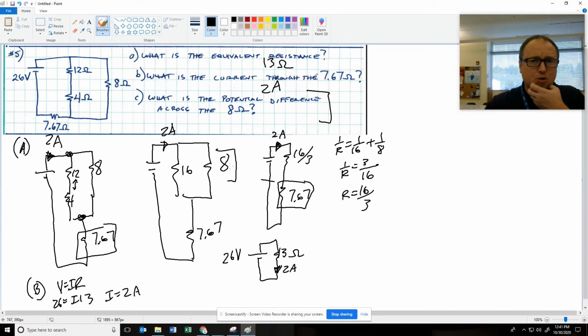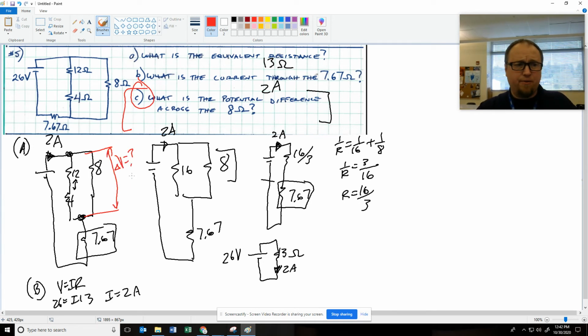Well, that potential right there, I'm going to change color so we can talk potentials. Now we're in part C here. Part C. So I want to know the potential between here and here on the 8 ohm. Okay. So to tackle that, one of the ways to do it is, well, what if I knew the potential here? Well, there's 2 amps going through it. So I could just do 7.67 times 2. I get 15.3.